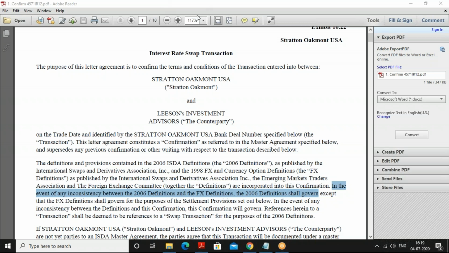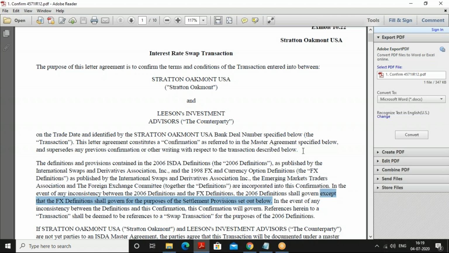Now the next half of the line says, except that the FX definition shall govern for the purposes of the settlement provisions set out below. So if there is a discrepancy or an issue with settling the transaction, then you're going to have to use the FX definitions. Is this clear with everyone? You don't have to memorize it, but I'm trying to tell you how detailed these agreements are.